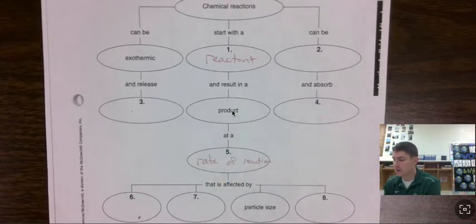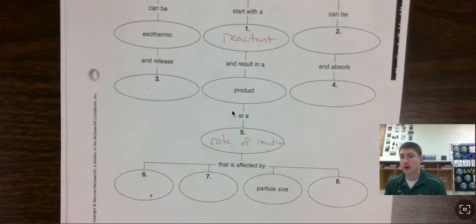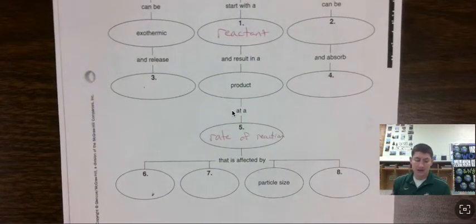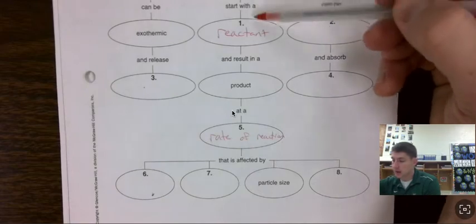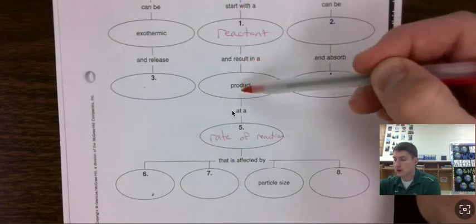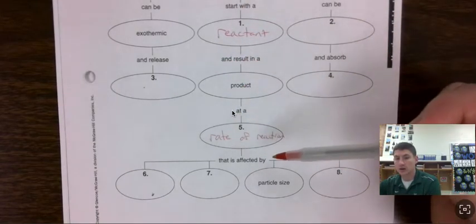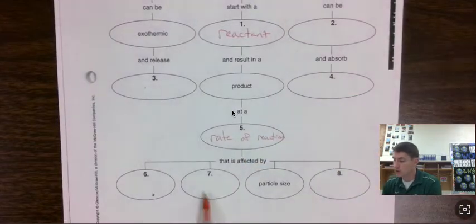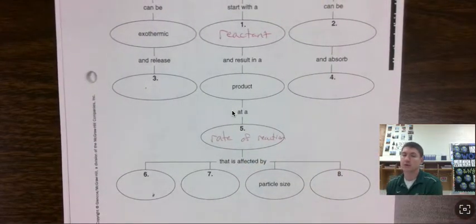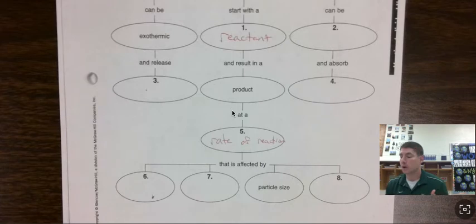Now I know that it's rate because there's actually other factors that go into what affects that rate of reaction, which we learned way back in lesson 2. So as we follow this down, chemical reactions start with a reactant and result in a product at a rate of reaction. This rate of reaction is affected by 1, 2, 3, 4 different factors. We learned of 3 primarily, but one of those is already given to us here in this example. So we're going to look for number 6.